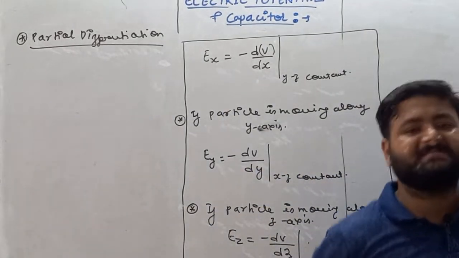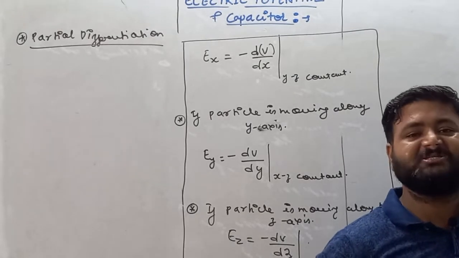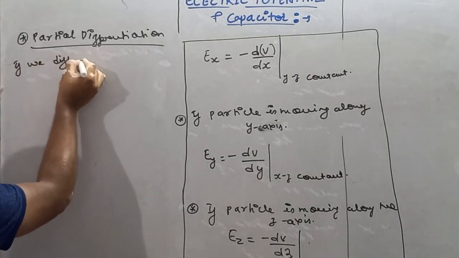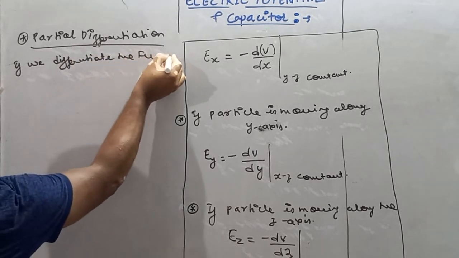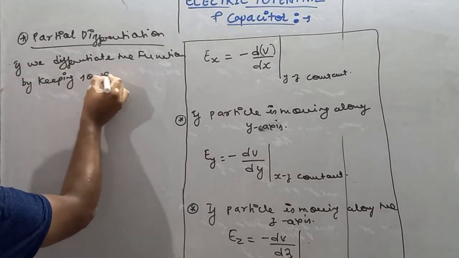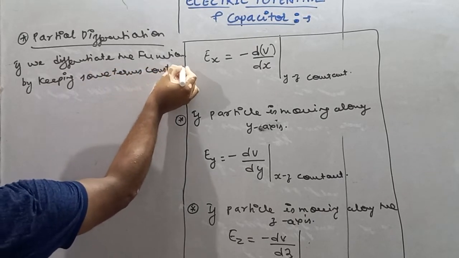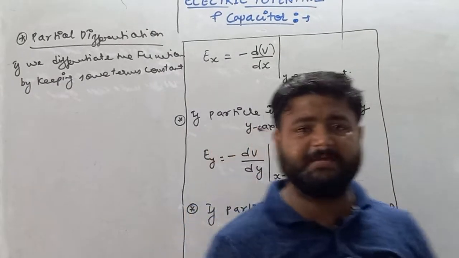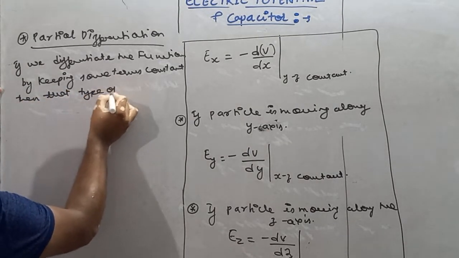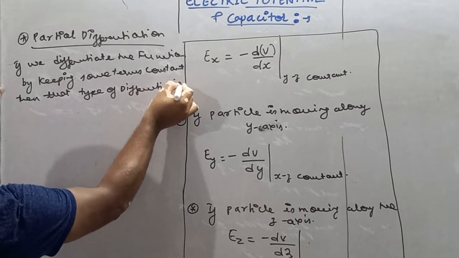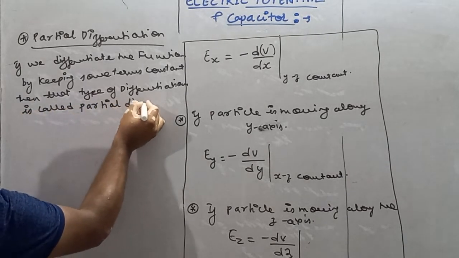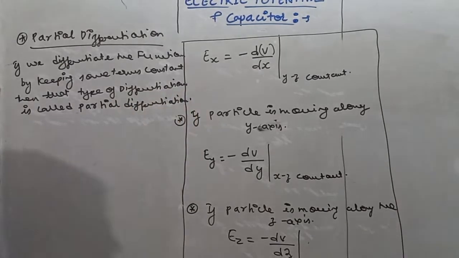If we differentiate the function by keeping some terms constant, then that type of differentiation is called partial differentiation.